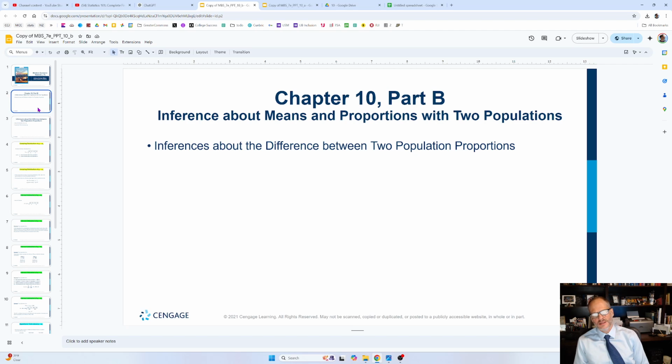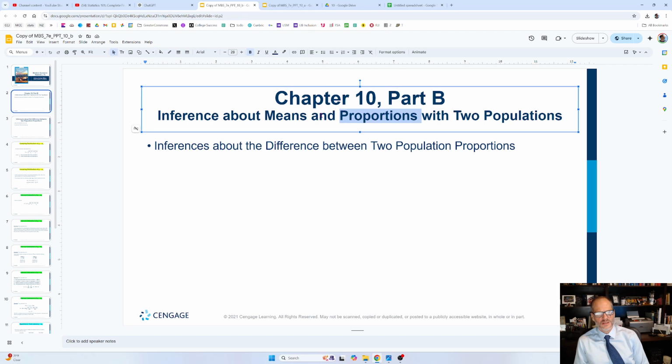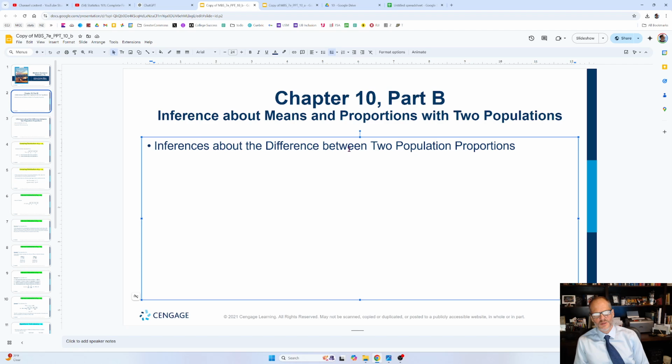So in these next couple of videos, we're going to learn about inference about means and proportions with 2 populations. So means and proportions, this is the big thing. Inference is about the difference between 2 population proportions. What proportion of people like orange juice in America? It's going to be some proportion. There's an exact number out there. The population's America, and the proportion is the amount of them out of the total that like orange juice, or whatever the proportion is. So we're going to find inferences about the difference between 2 population proportions.